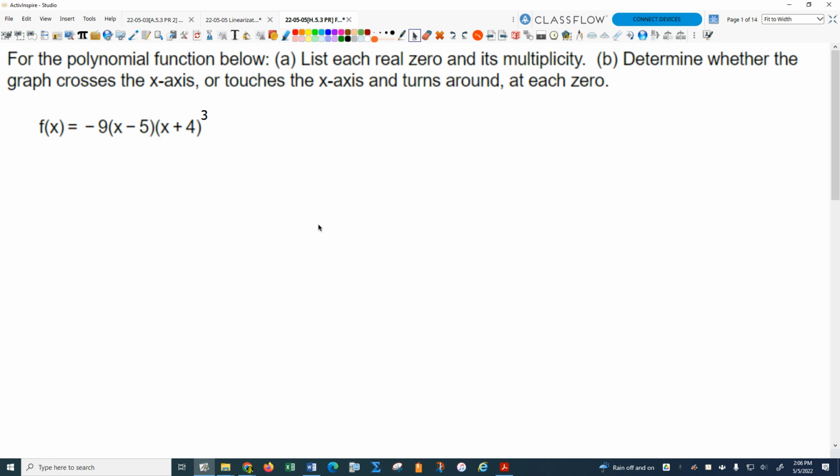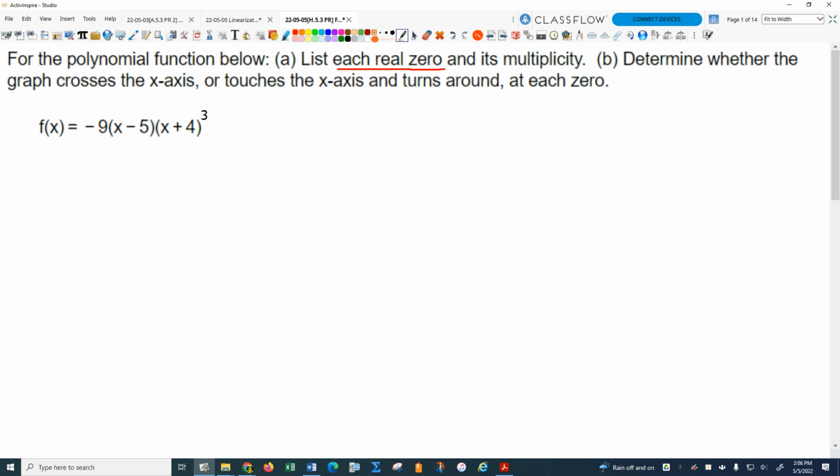Let's talk about how we do this. It's real important that we understand the vocabulary here. It's got to make sense what they're saying. So let's take each statement and carefully interpret it and turn it into some algebra that we can do. So we've got this polynomial function. Part A says list each real zero and its multiplicity. So what am I doing? What does this mean? Each real zero.